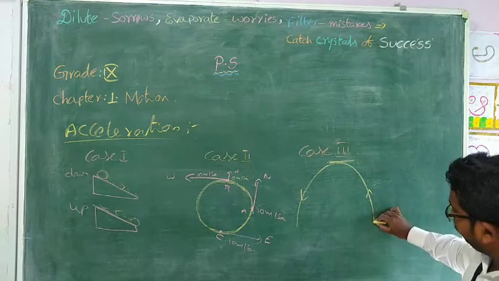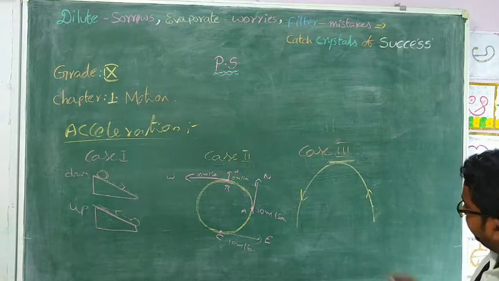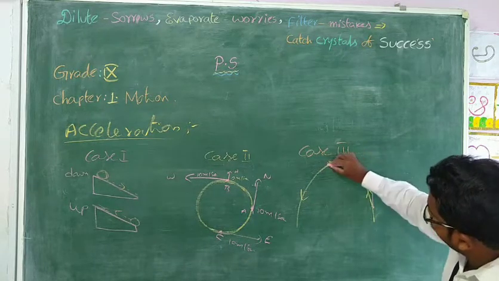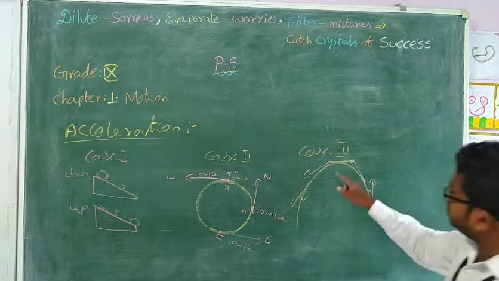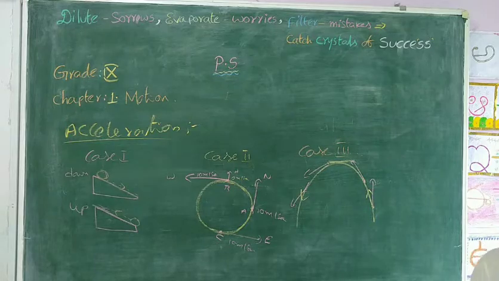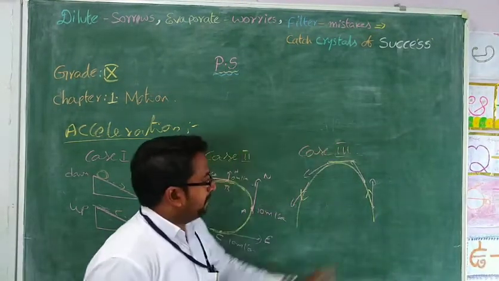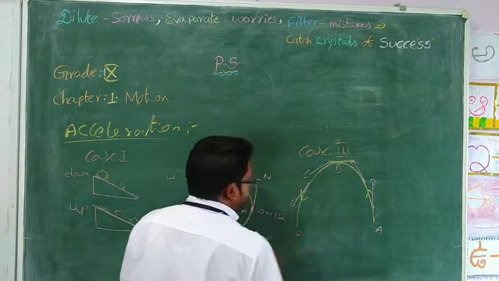The direction, for example here, from this point, is the tangential direction. From this, in this direction. From this, in this direction. So, from each and every point, direction is changing. Not only the direction, velocity is also changing. Let us consider A, B, C.